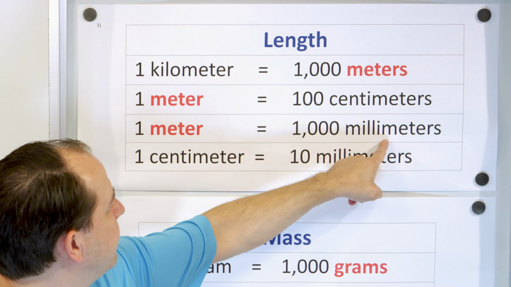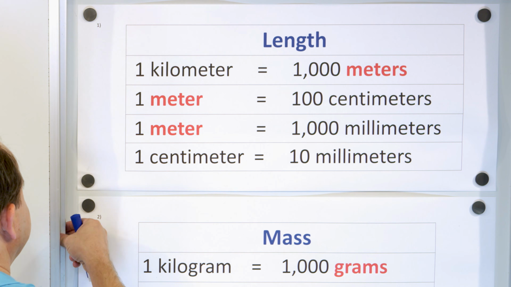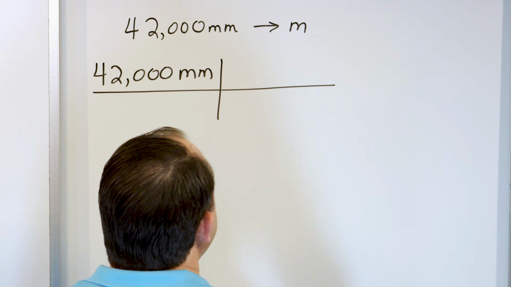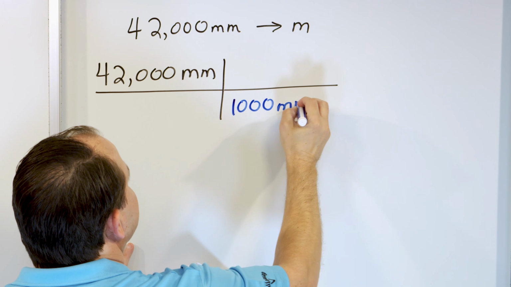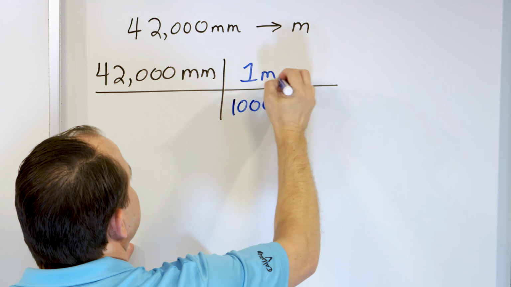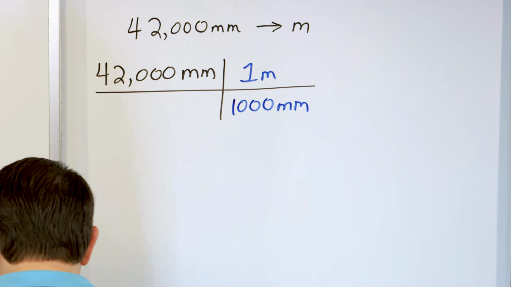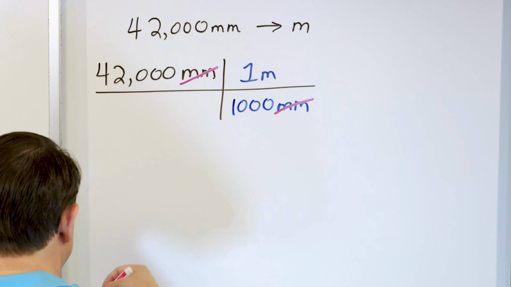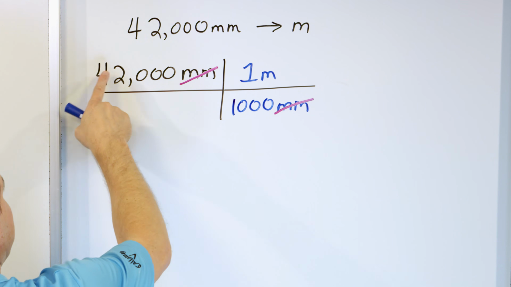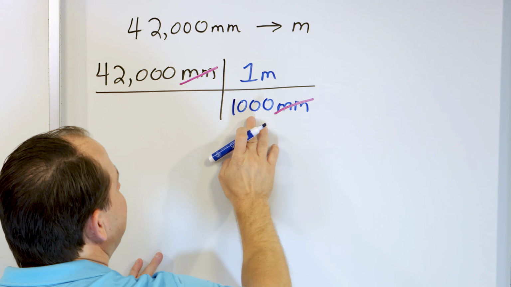1,000 millimeters is equal to 1 meter. That's the conversion factor we want to use. And the only way we can write it is 1,000 millimeters on the bottom and 1 meter on top. That's the only way it works, because if we write it upside down, we won't cancel anything. Here we cancel millimeters. And so we have 42,000 times 1, and we have to divide by this.